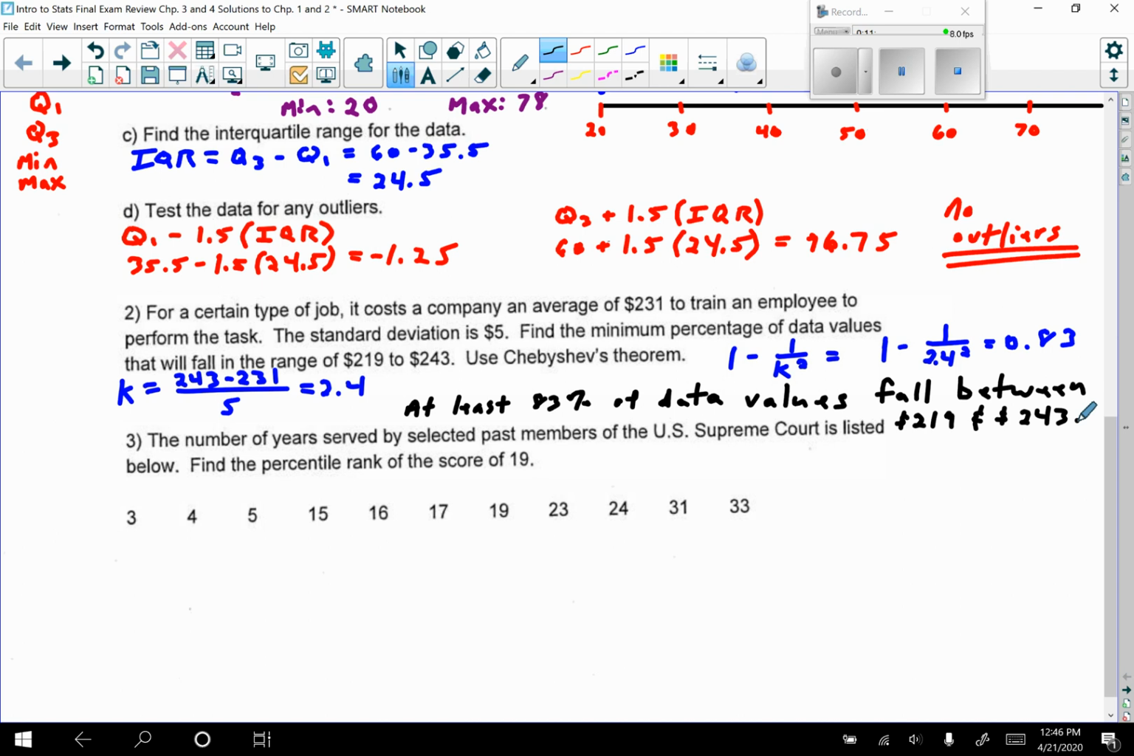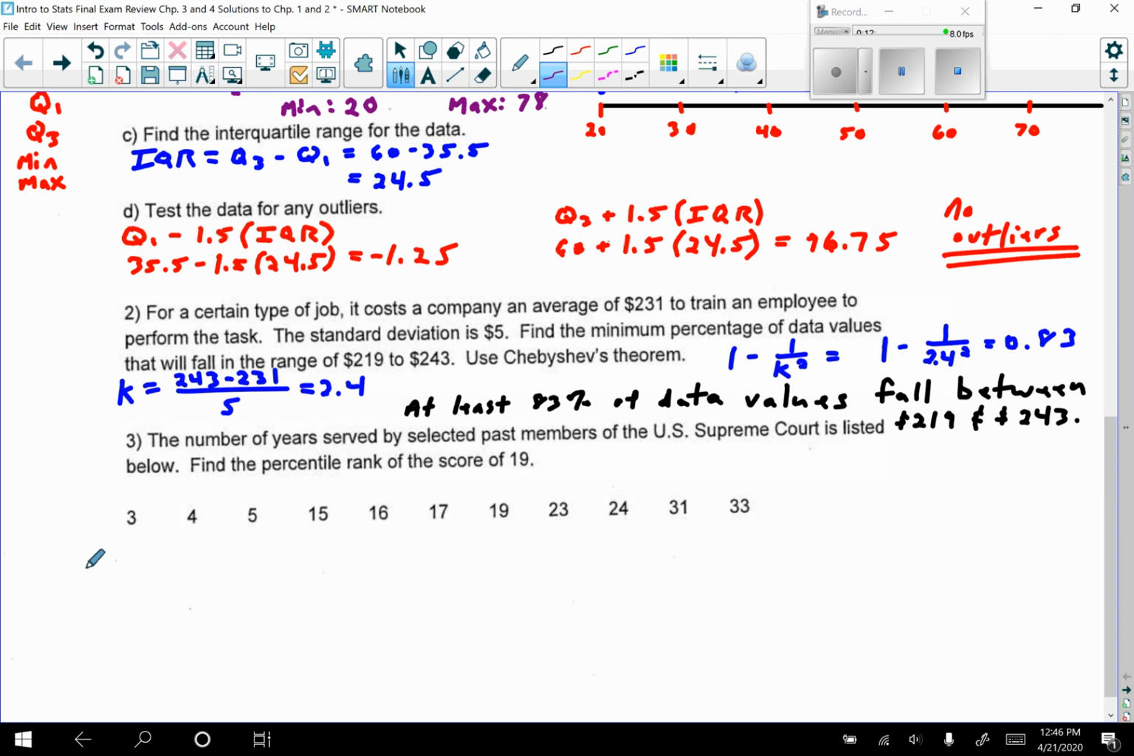A percentile, just like a quartile, divides all of our data values into hundreds. So we want to know how much of the data is going to fall below this. That puts this person or this score, because we're comparing it to the entire group, into this percentile. Notice all of these are already listed in order. If they're not, we want to put them in order.